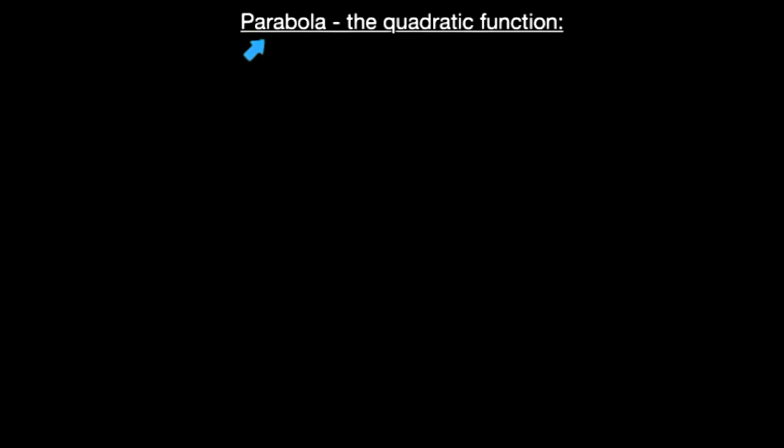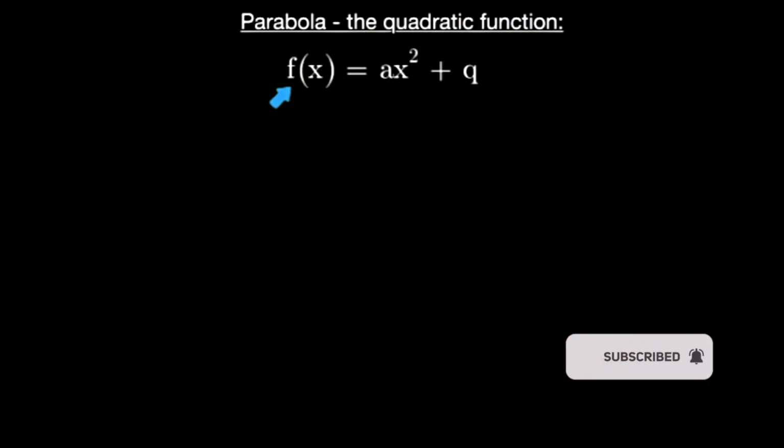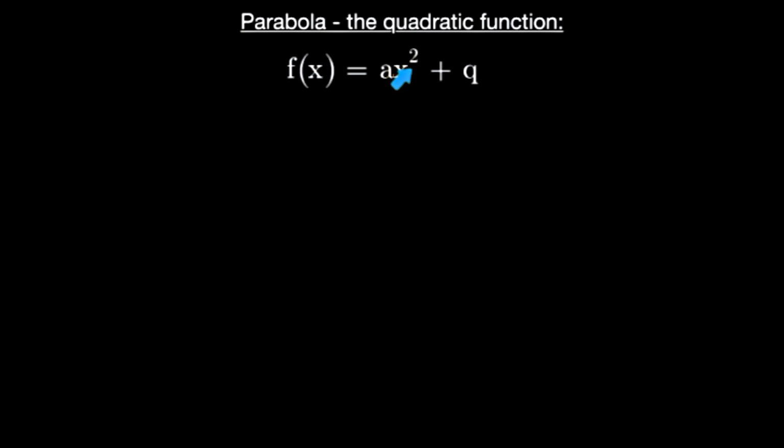Today we'll be looking at a parabola, which is our quadratic function. And in this example today it looks like this: f(x) = ax² + q. So in this example it only consists of an x to the power of 2 term, which is our variable term, plus a constant term. There is no term that has an x to the power of 1.